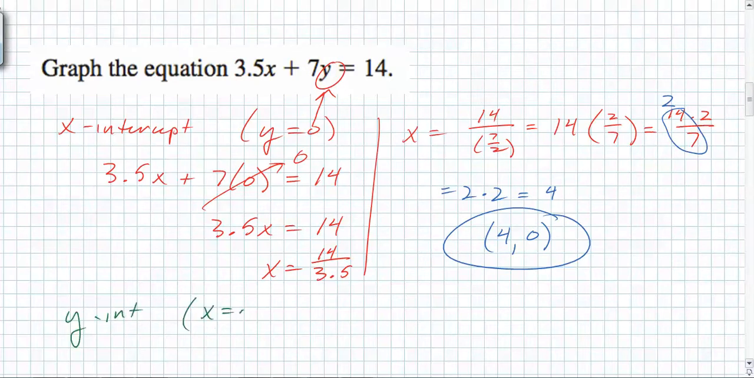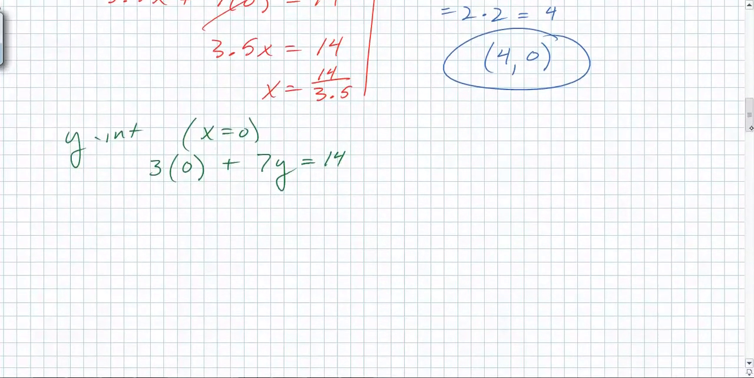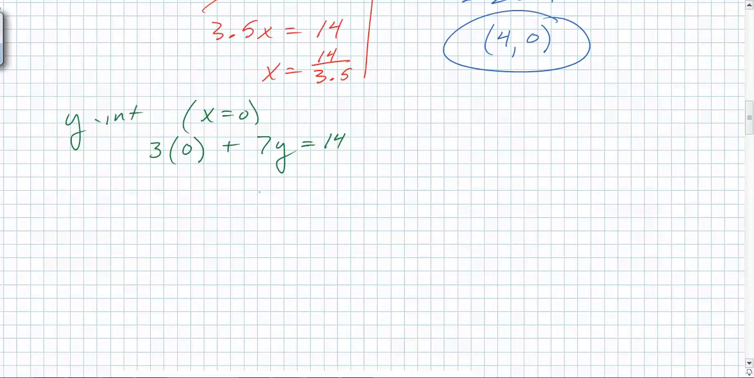that's when x is equal to 0. We're going to do the same exact thing, but we're going to make x 0. So that's going to be 3 times 0 plus 7 times y is equal to 14. Again, what's really nice about this is that 3 times 0 is 0. So we just have 7y equals 14. To isolate y, we divide by 7 on both sides, so we have y is equal to 2. So this tells us that the y-intercept is 2, so when y is 2, x is 0.